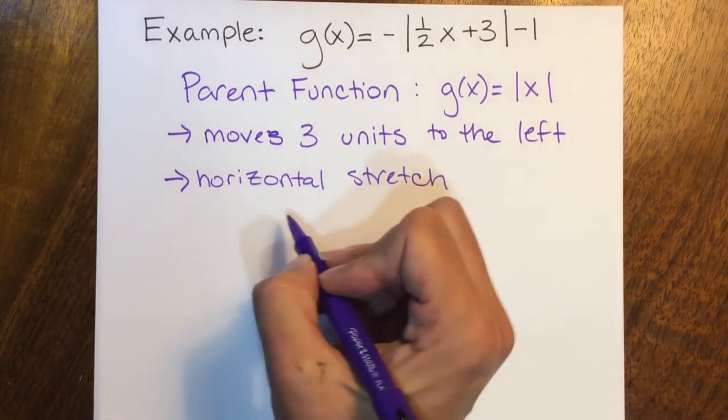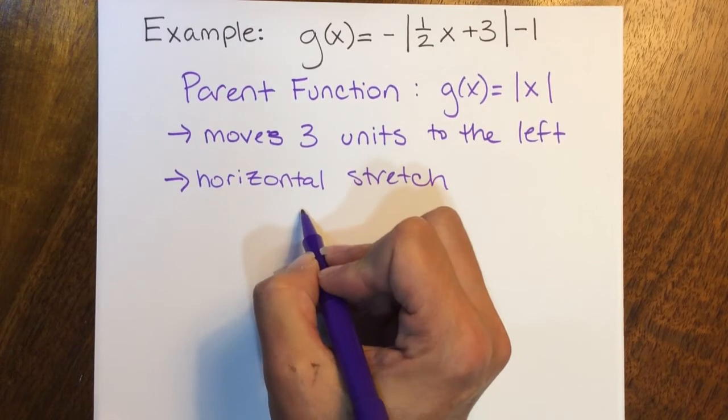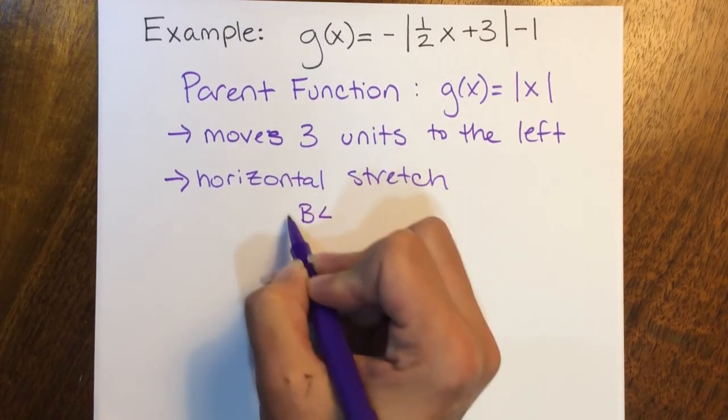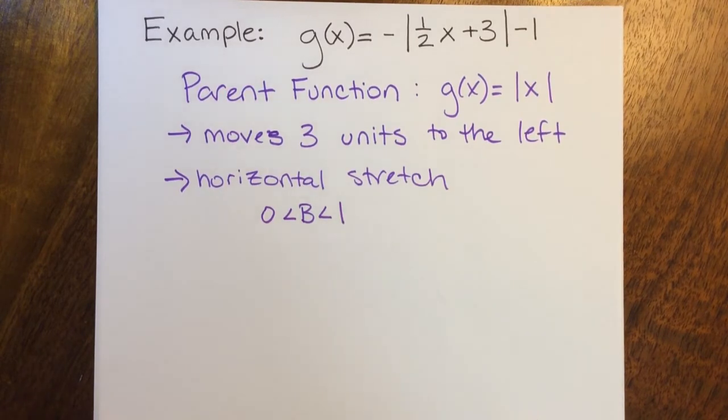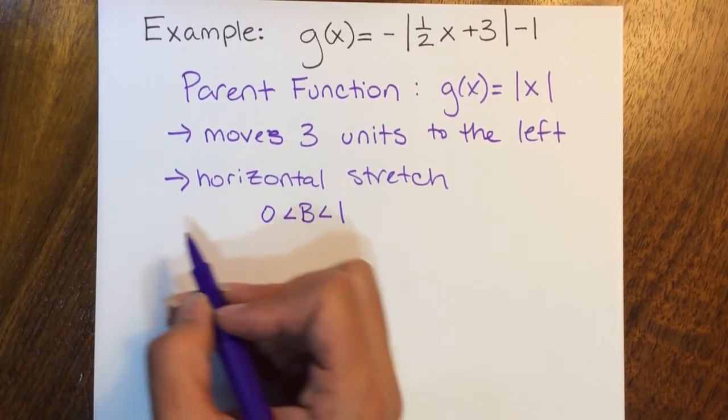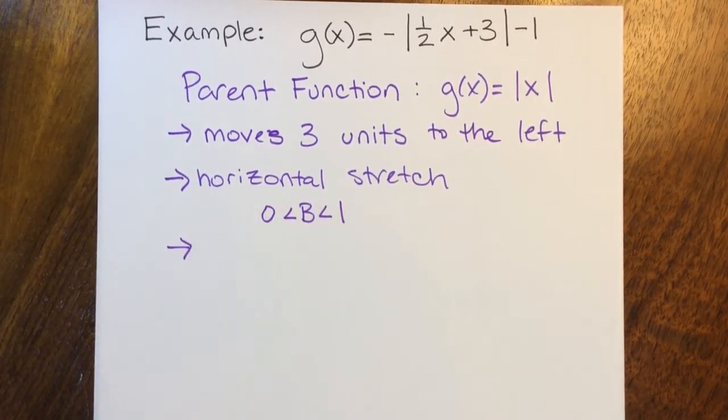Okay? It is a stretch when that b is between 0 and 1. So if b is between 0 and 1, it is a horizontal stretch. If b were greater than 1, it would be a horizontal compression. Okay? Next, we're going to talk about any reflections that we have.